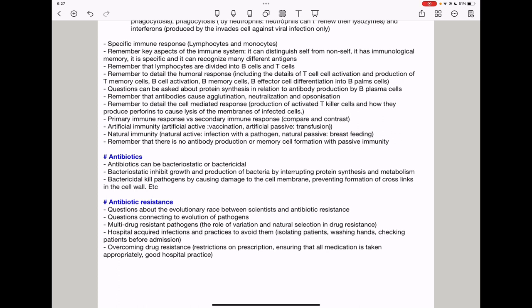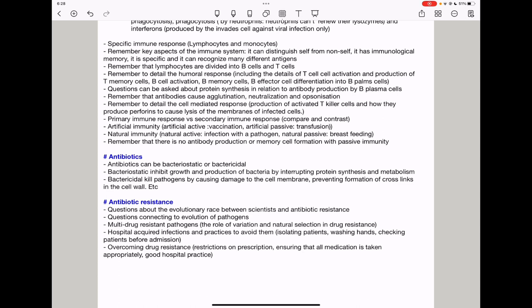When we get to antibiotics, remember they can be bacteriostatic or bactericidal. They could bring a question on how antibiotics work. Remember that bacteriostatic antibiotics inhibit growth and production of bacteria by interrupting processes like protein synthesis as well as metabolism. Bactericidal can kill pathogens by causing damage to their cell membranes, preventing the cross-linkage formation in cell wall and so on.